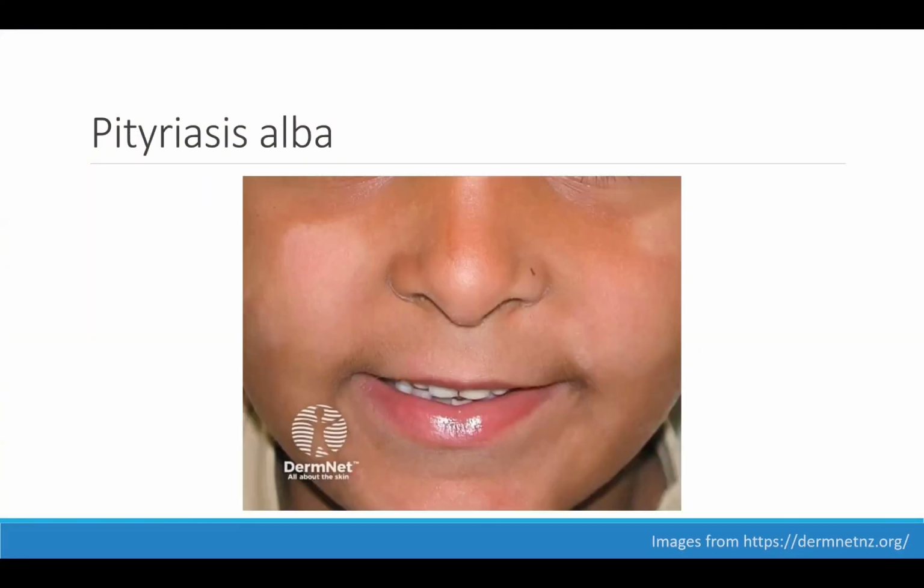This patient has pityriasis alba, which refers to the hypopigmented patches you can see on the cheeks, and it is ill-defined, and sometimes you can also see some fine scaling on them.